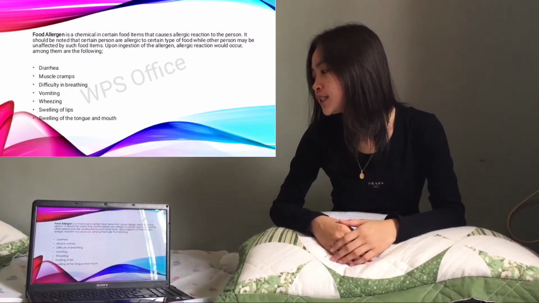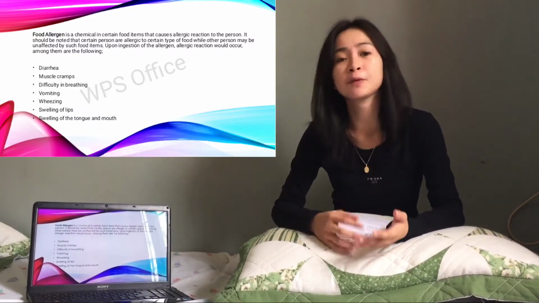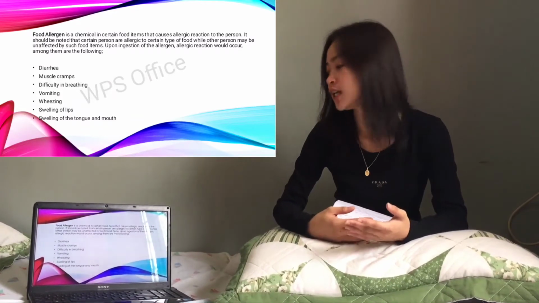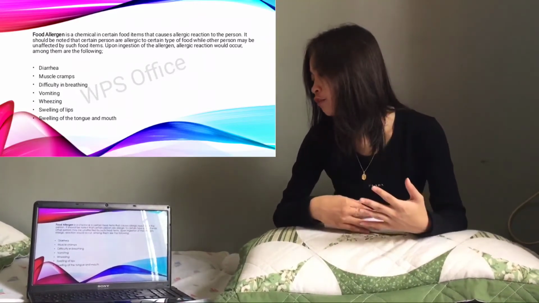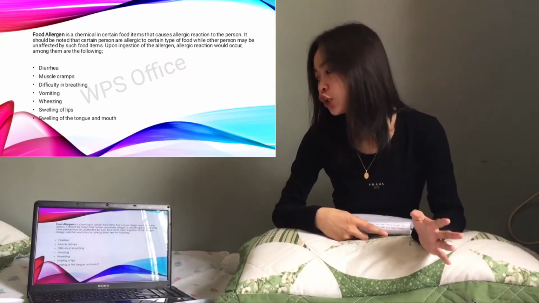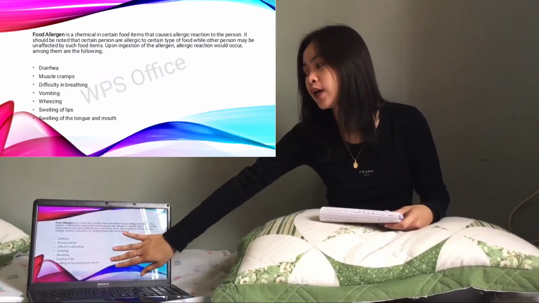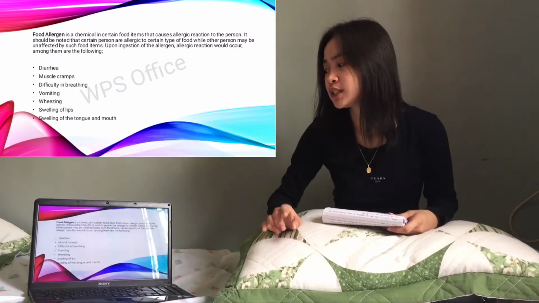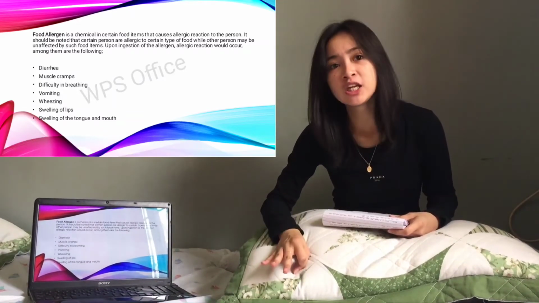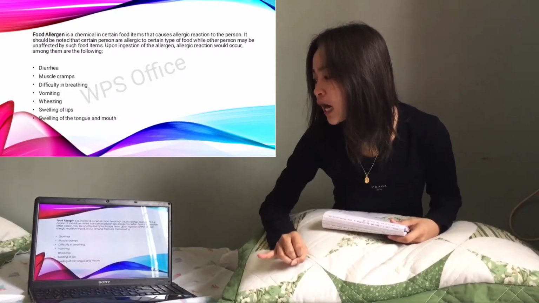It should be noted that certain persons are allergic to certain types of food, while other persons may be unaffected by such food items. Upon ingestion of the food allergen, an allergic reaction would occur. Among them are the following allergic reactions. First is diarrhea, muscle cramps, difficulty in breathing, vomiting, wheezing, swelling of lips, swelling of the tongue and mouth.